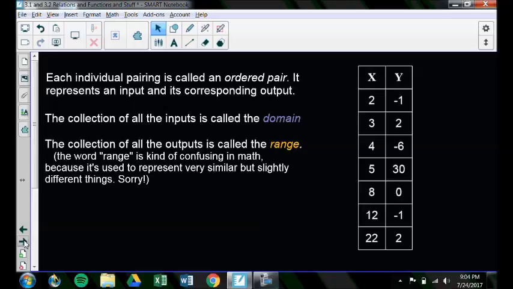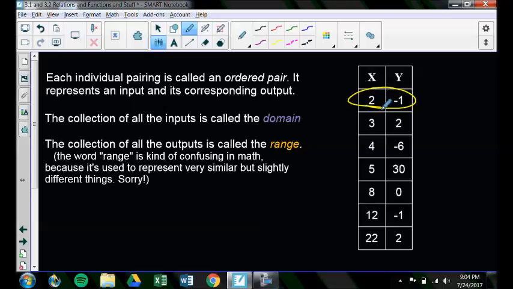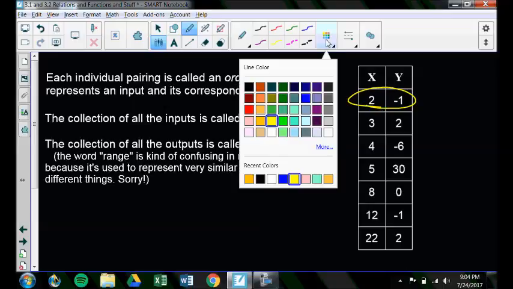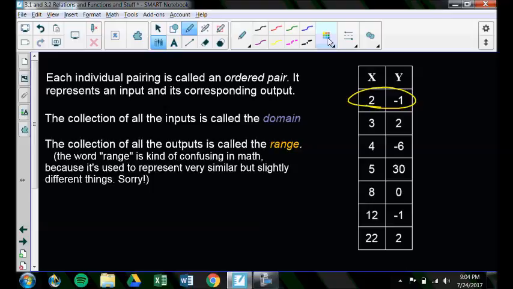Each individual pairing is called an ordered pair. We've discussed that already, but this is an ordered pair sending the input to the output. The collection of all the inputs is called the domain. So right now, if I wanted to list out the domain, I would say it's 2, 3, 4, 5, 8, 12, 22. And then you put these in these set brackets. I call these wing brackets because it looks like a bird from above, like there's a cute little beak and there's 2 wings. But this is our domain. 2, 3, 4, 5, 8, 12, 22.